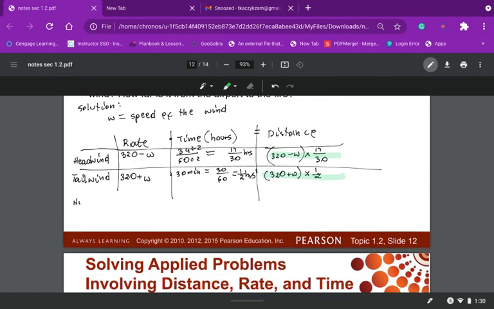So hint, both distances are the same. So we can equal the two distances.